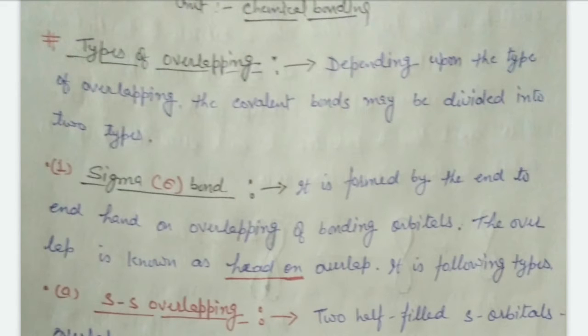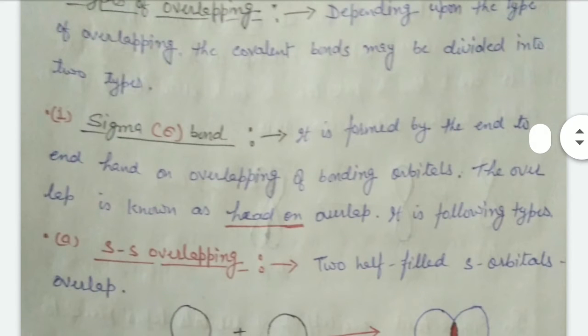The overlapping of atomic orbitals depends upon the type of covalent bond. It is divided into two types: sigma bond and pi bond. Sigma bond is also known as head-on overlap. Head-on overlap, these are perfectly hybrid. It is also known as end-to-end head-on overlapping by bonding orbital.